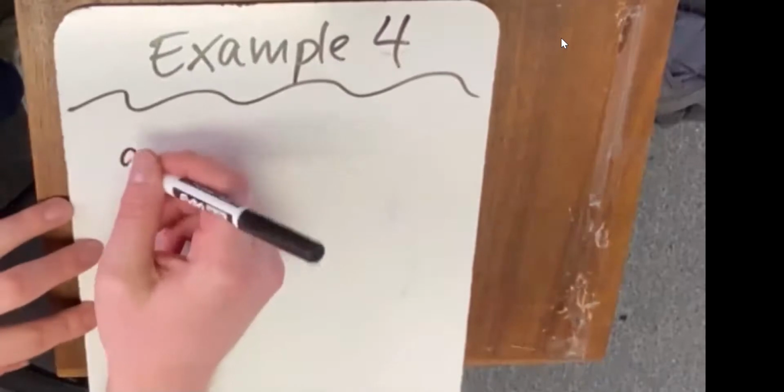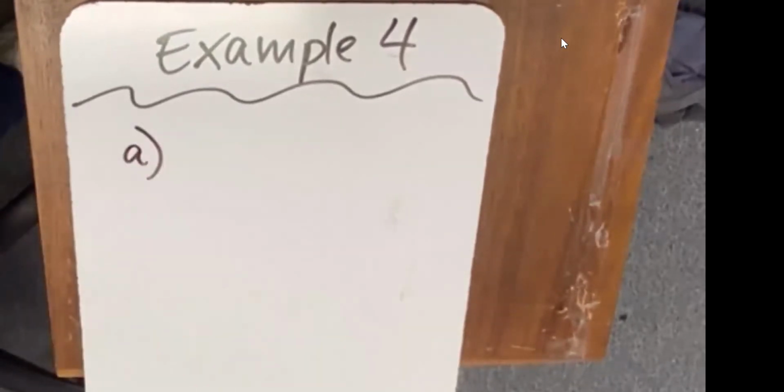So for letter A, I'm going to read the example. It says, Maria spent $22.50 downloading songs. So that's her total amount of money. She downloaded those songs to her digital music player from an online music store for 90 cents each. So 90 cents each, that's going to be multiplied by an unknown number. So we need to write out our function.